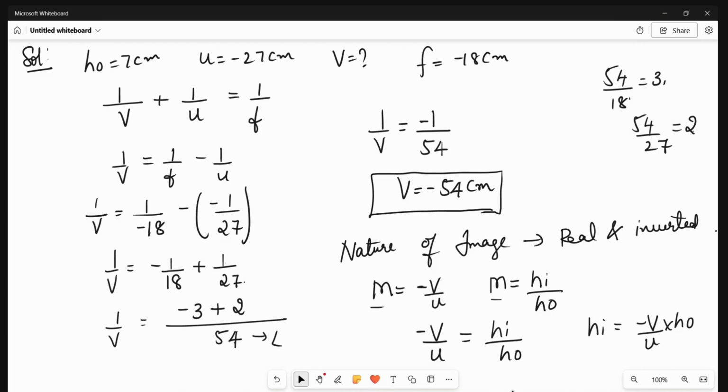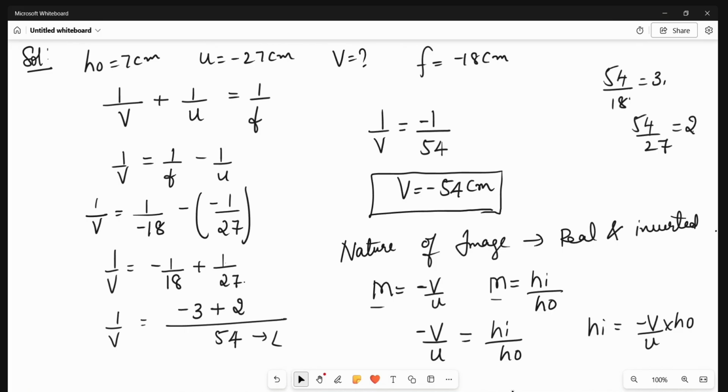Understood or not? See, magnification means whether it is enlarged or diminished, we will note it. That is equal to minus v by u. This one formula we studied yesterday. Another way to find the magnification is hi by h naught, that is the height of the image. Think you are getting 10, and the height of the object is 5. Then how much is it magnified? 2 times.